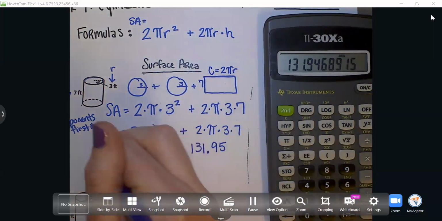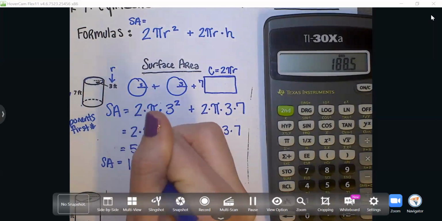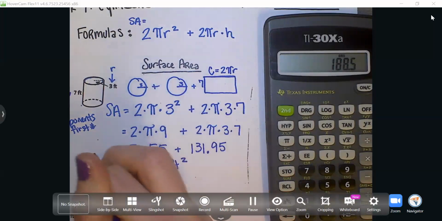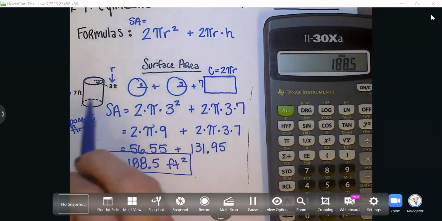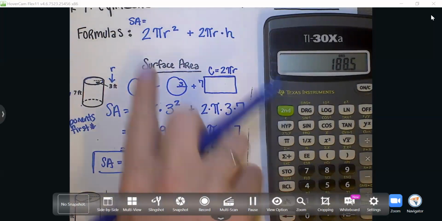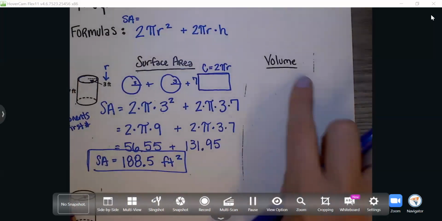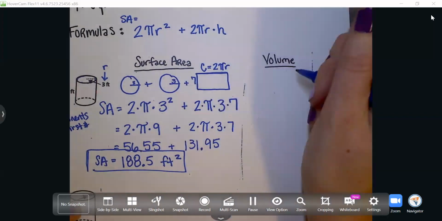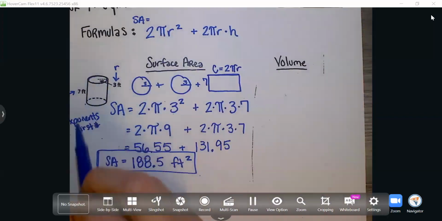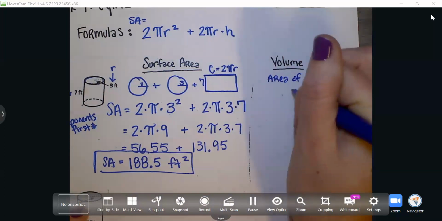I'm going to add those together to get my total surface area. 56.55 plus 131.95. I get a total of 188.5 feet squared, because this is the area. The area of my bottom circle, the area of my top circle, and the area of the rectangle that wraps around it. That is my formula for surface area. For volume, I have the same idea. I still need to do the area of my base times my height. So the area of my circle and then my height.